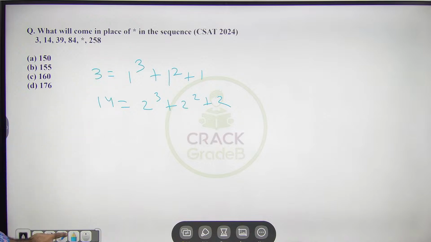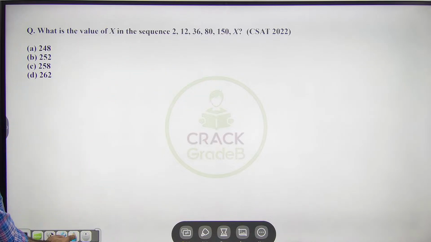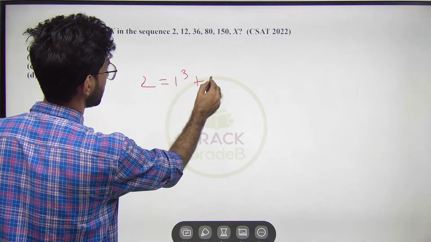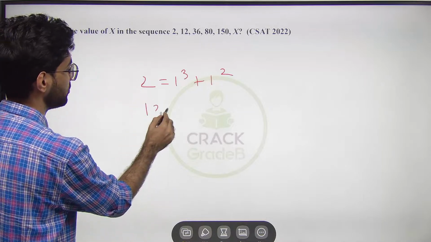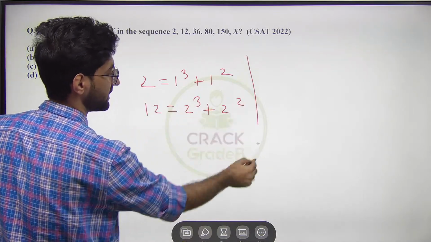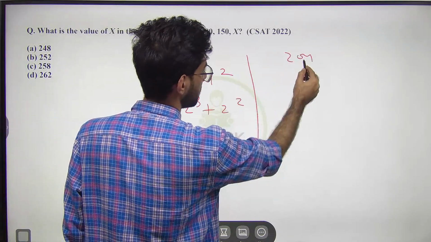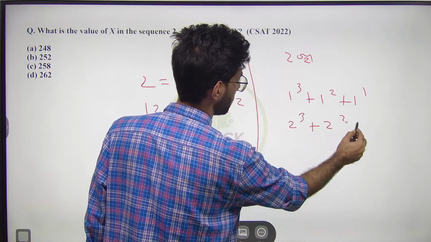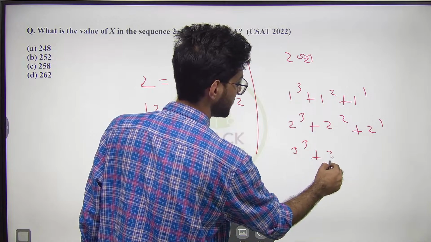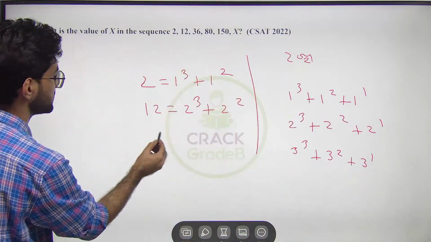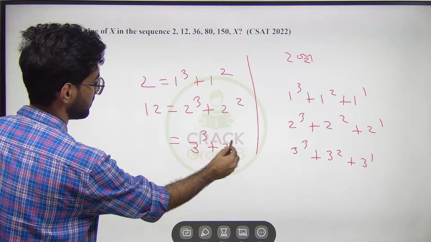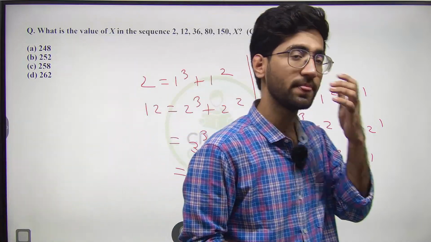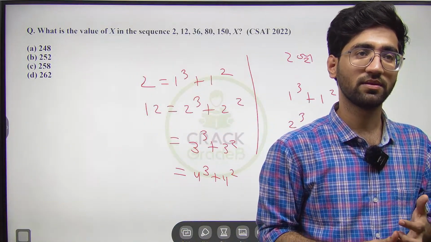Now, this question has been asked in CSAT 2024. Now, if you look at this question, you will find that 2 is equal to 1 cube plus 1 square, right? Similarly, 12 is equal to 2 cube plus 2 square. In the last question, that was of 2024, what was the pattern? 1 cube plus 1 square plus 1, 2 cube plus 2 square plus 2, 3 cube plus 3 square plus 3. In this question, the pattern is of this kind. So CSAT does repeat a few patterns. That's why you should definitely solve the questions of previous years, right?